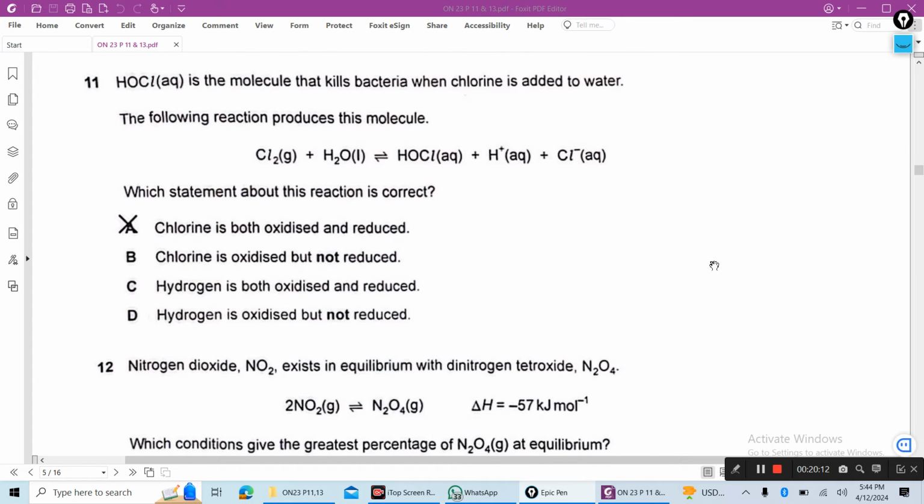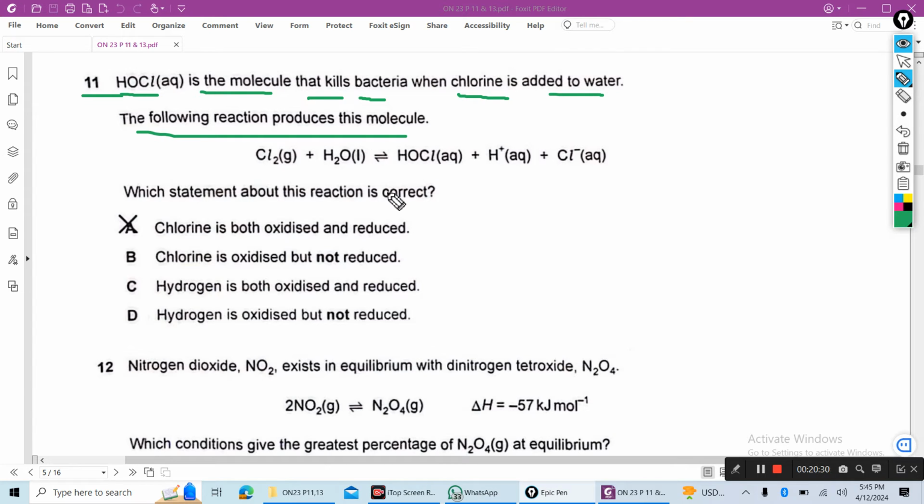Next, (11) Hypochlorous acid is the molecule that kills bacteria when chlorine is added to water. The following reaction produces this molecule. Chlorine reacts with water to form chloric(I) acid, or hypochlorous acid, hydrogen ion, and chloride ion. Which statement about this reaction is correct? Here the answer is A.